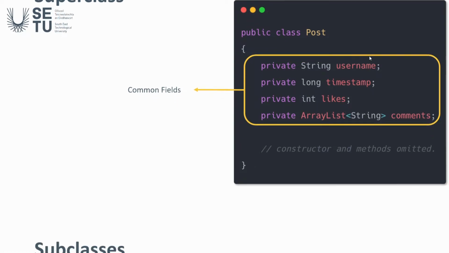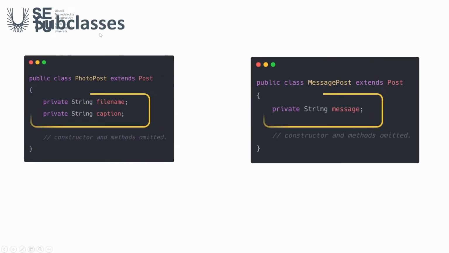So these are our common fields. Our subclasses are going to have all the fields that are in post, and we're going to extend them. So that's great, we don't have to write those again. We just add in the extra fields: private String fileName for our photo, and private String caption. These are the extra pieces of information for a photo post. And in our message post, we're going to have the extra piece of information, which is the message.